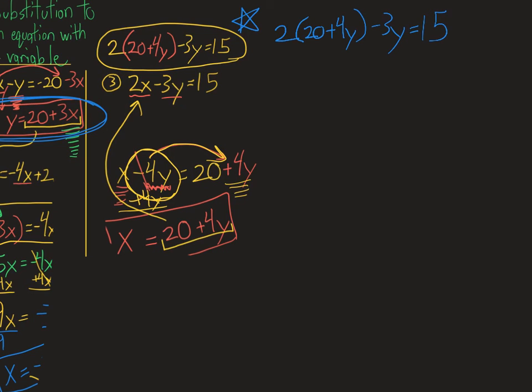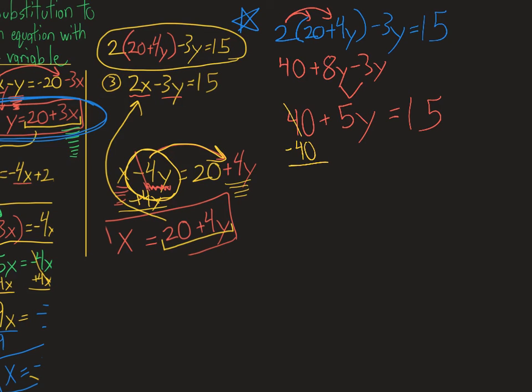Okay, let's dive in. I've got some distributing followed by some like terms. So we got 40, and then 2 times 4 plus 8y minus 3y, so that's a 5y. So the two-step we arrive at is 40 plus 5y equals 15, and now we do what we always do, okay?